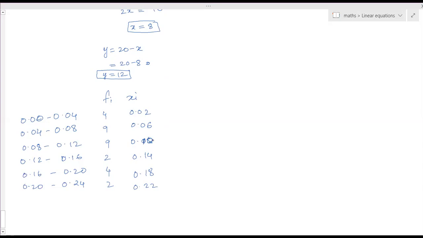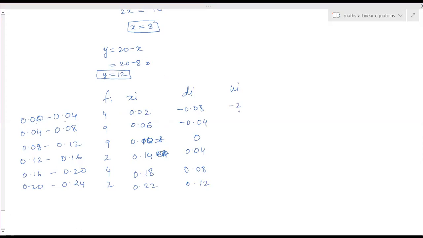Now any one of the values, 0.10 or 0.14, you can consider as A. I will consider 0.10 as A. So Di becomes minus 0.08, minus 0.04, 0, 0.04, 0.08, and 0.12. What is the difference? Assume 0.32.